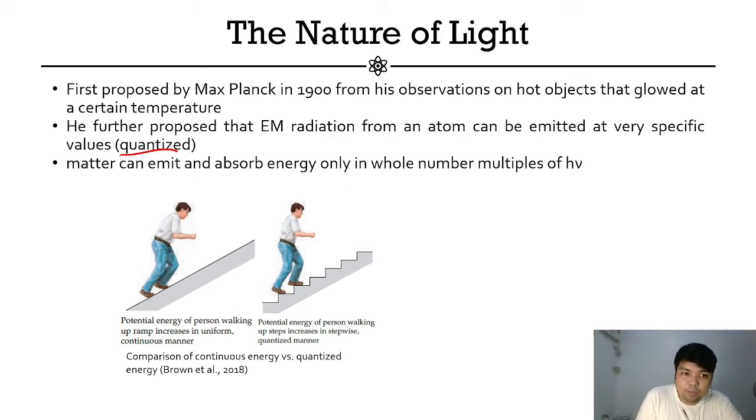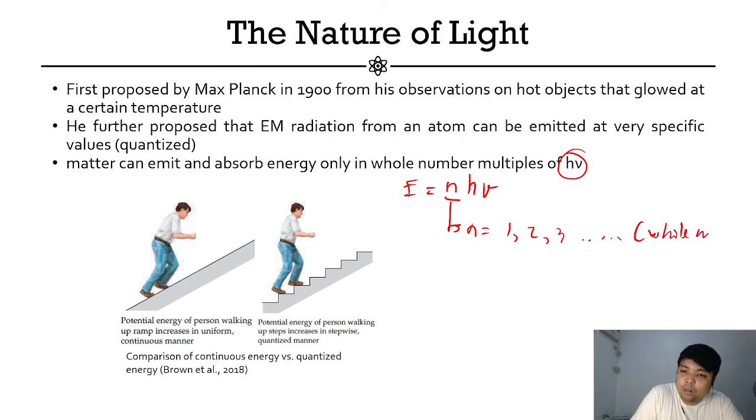Now, this means that, based on the observation of Planck, matter can only emit and absorb light energy in whole multiples of hν. So the light energy emitted by a specific atom is equal to nhν. n can be any whole number: n can be 1, 2, 3, and so on and so forth, as long as it is a whole number.